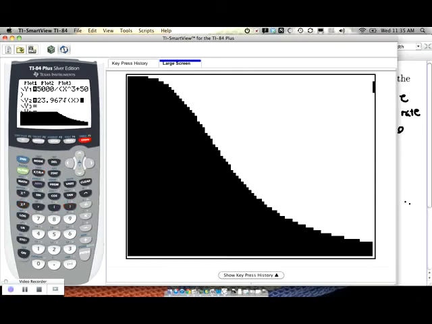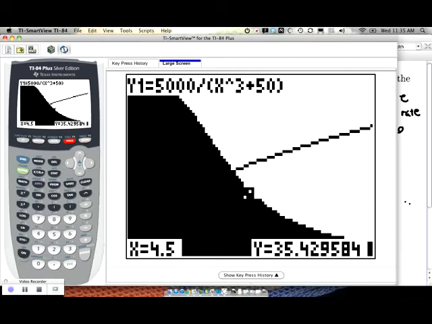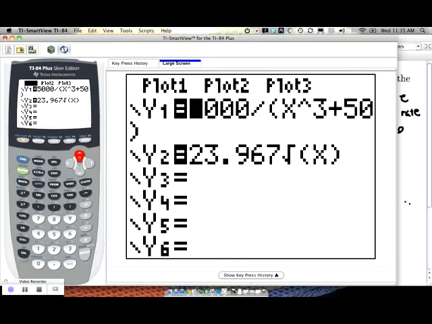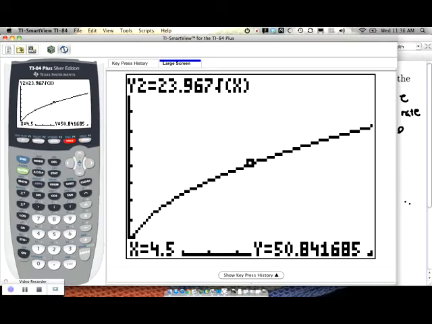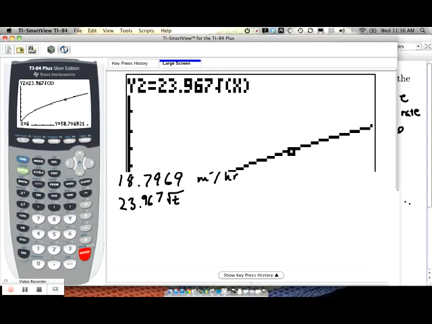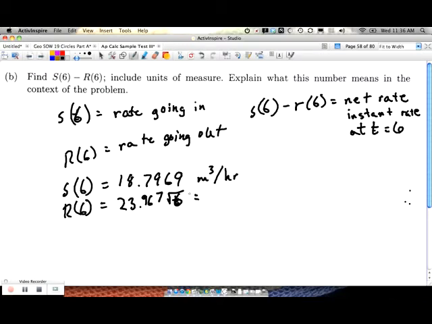We've got a new function here. We want to figure out what R of 6 is. So I want to trace. Is there a way that I can trace the other line? Maybe if I turn this one off. There we go. Let's turn this one off by pressing enter on the equal sign. Then we go to the graph. Okay, now I want to trace this one. So I'm going to type in 6 for my x value and see what my y value would be. It would be 58.7069. So this is 23.967 times the square root of 6, which is 58.7069.